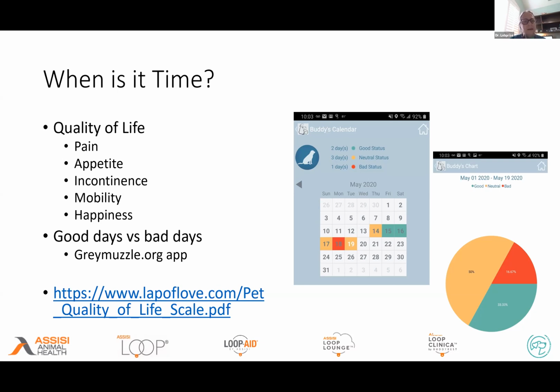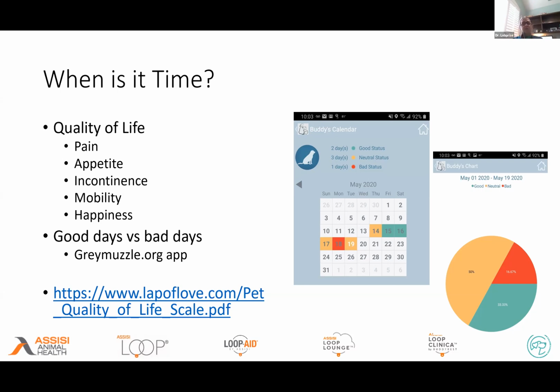It looks at pain, it looks at appetite, it looks at how they're eliminating, if there's incontinence, how their mobility is, how their happiness is. It's a tough decision for a family to make about another family member, a four-legged family member. But I'm glad that we have that decision that we can make so they don't have to suffer unnecessarily.